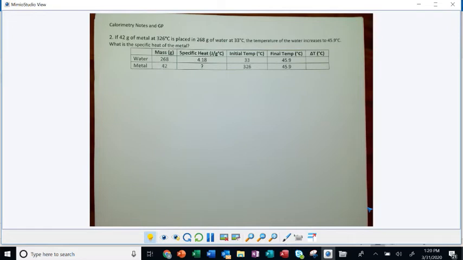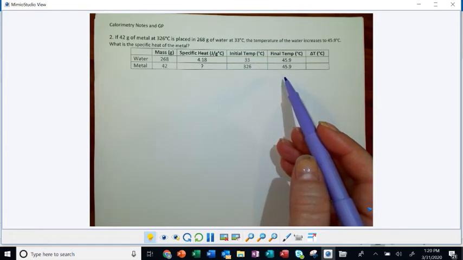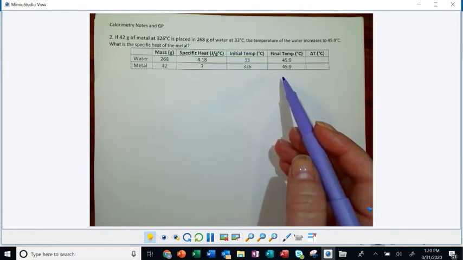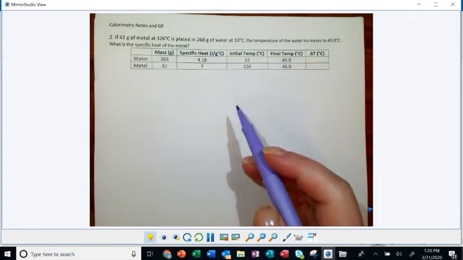Okay, so again, they give us a nice little chart to work this out on. Just a heads up, they may not always give you a chart. Your independent practice will look just like this, but they may give you a question where they just give you the words, and you're going to need to set up your own chart, all right?